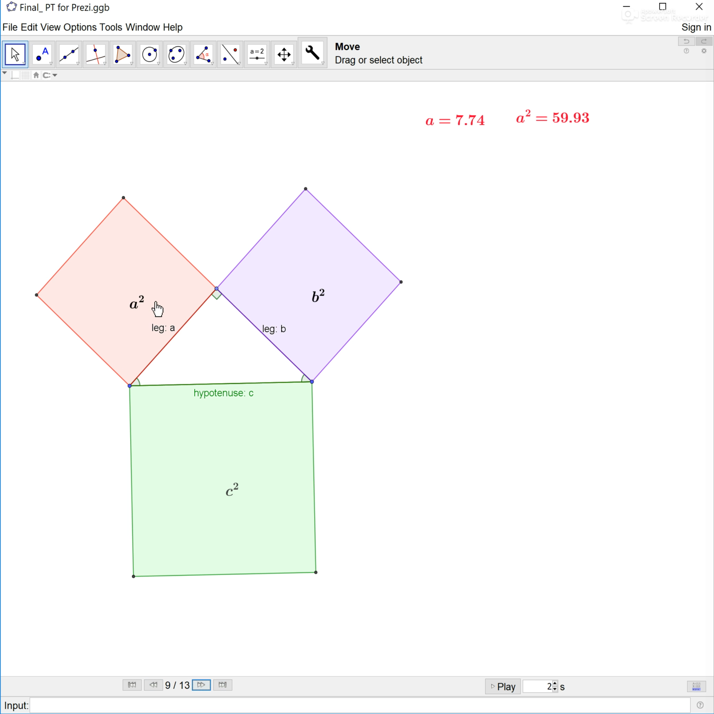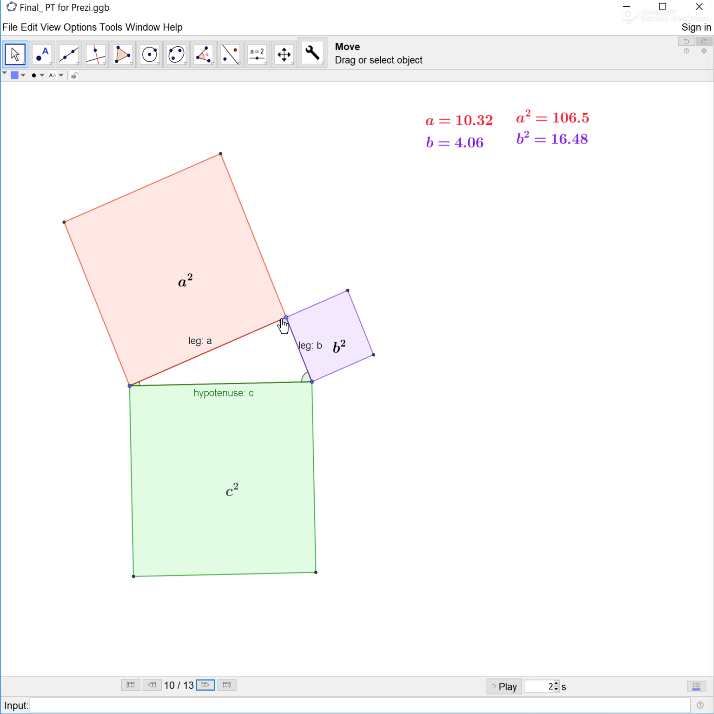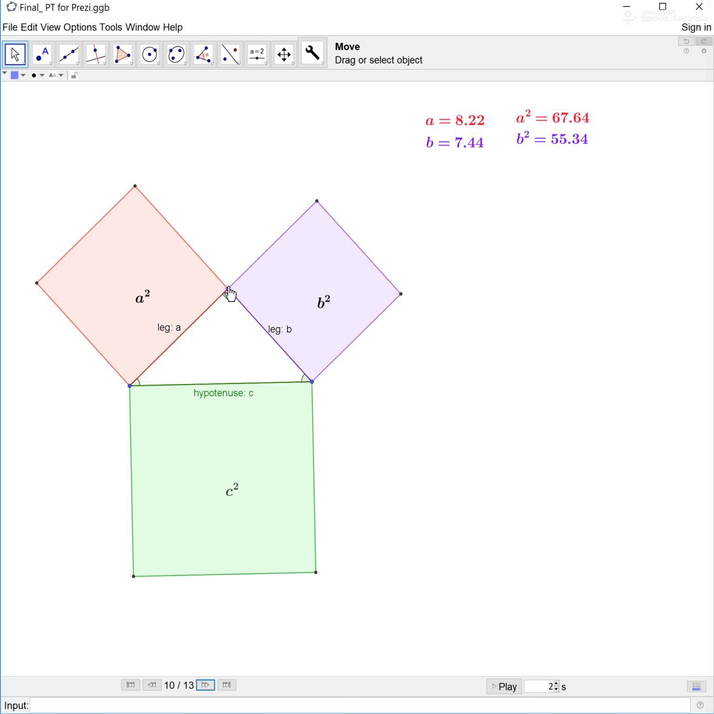As a grows, a squared gets bigger. And the same with b. As I shrink it, the area of its square shrinks.